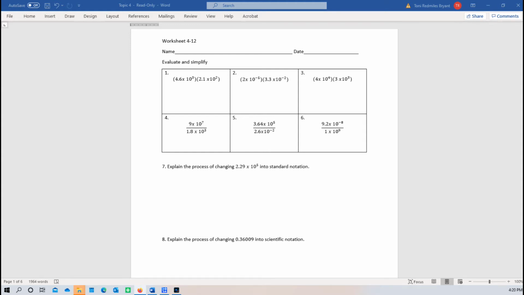Right, in this worksheet, worksheet 4-12, we are actually multiplying and dividing our scientific notation. And this is for the class Discovering Pre-Algebra Part 4 on outschool.com.